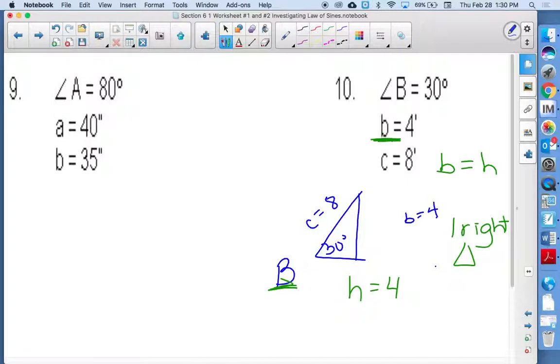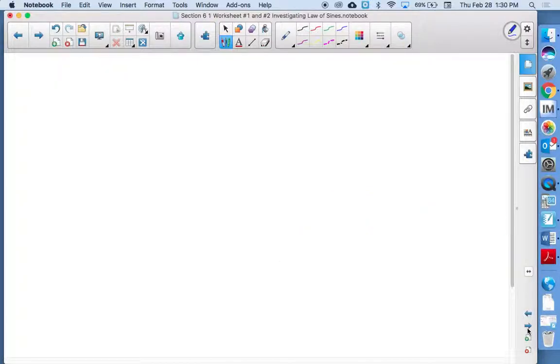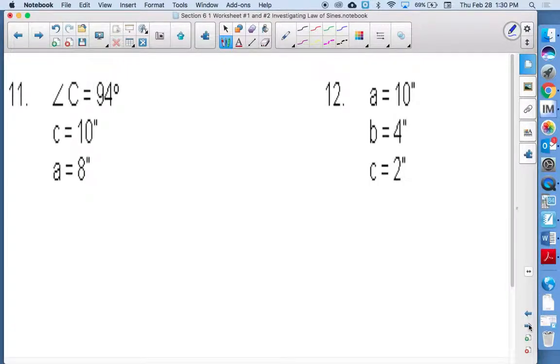And then number 11 is the last one that is side-side angle. That is an obtuse angle. 94 degrees is just an obtuse angle. And side C matches angle C, and that is greater than A. So that's one triangle, one obtuse triangle. Questions?